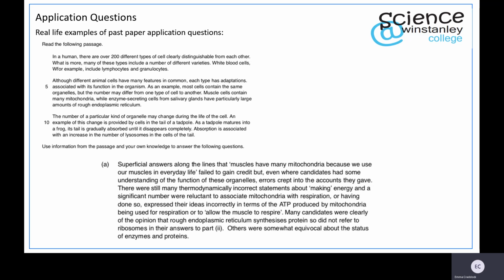Superficial answers, like muscles have mitochondria because we need muscles in everyday life, will not gain you credit. Neither will a very vague understanding of the function of organelles. And you will lose a mark if you say that mitochondria make energy rather than release it, otherwise you're against the laws of physics. You also need to make sure your ideas are correctly placed in terms of ATP produced. And remember, muscles do not respire. Respiration takes place in the mitochondria. Many candidates were clear on the role of rough endoplasmic reticulum, but didn't refer to ribosomes. So when you're talking about RER, make sure you talk about ribosomes as well.